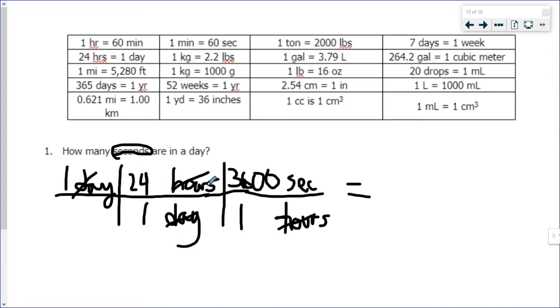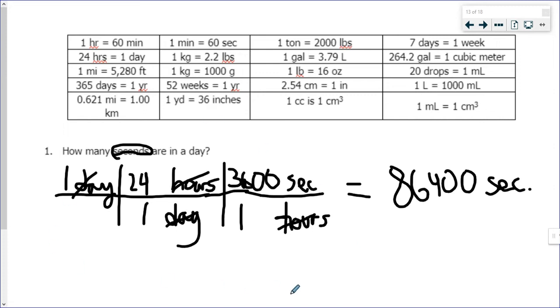All right, so then I grab my calculator and I just multiply 24 times 3,600, and that ends up with 86,400 seconds. And don't forget your units. I'm a real stickler with those.